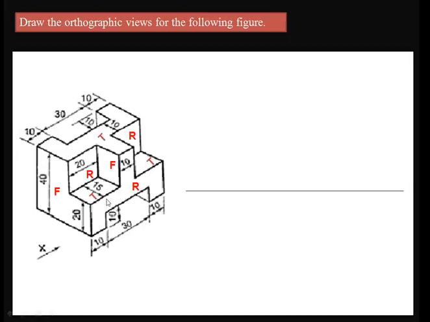Here we are going to draw the front view, top view and the right side view, which will be on the left side of the drawing sheet. So slowly one by one we'll try to analyze the front view, top view and right side view. First I would like to analyze the front view, which is already given as the x direction for this isometric view.